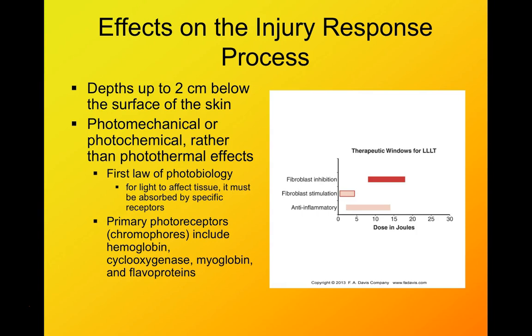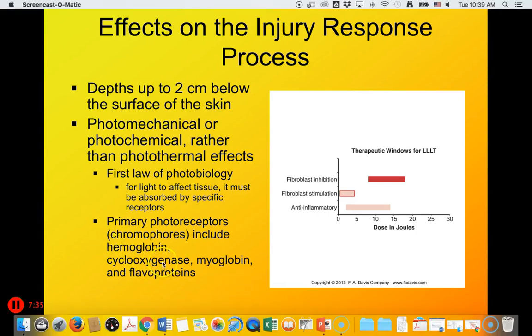These are called cold lasers for a reason. There's no heat involved. So it's strictly from the absorption of that photon, and it's not to levels high enough that we would get actual heat being produced. The first law of photobiology states that for light to affect tissue, it must be absorbed by specific receptors, and those receptors are typically called photoreceptors or chromophores. So those include hemoglobin, the COX enzymes, so cyclooxygenase, myoglobin, flavoproteins, and melanin, like we talked about.